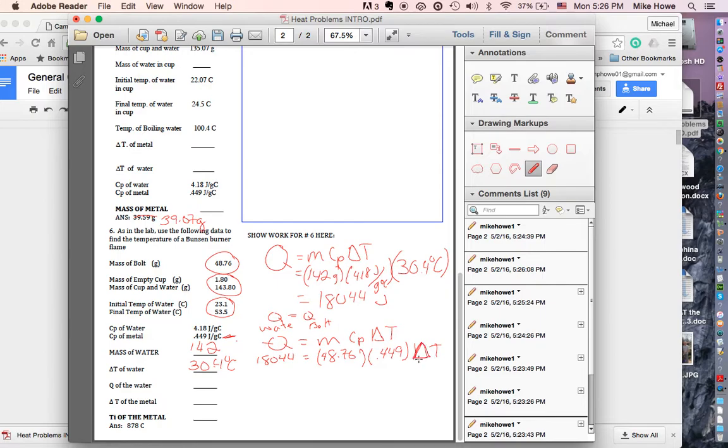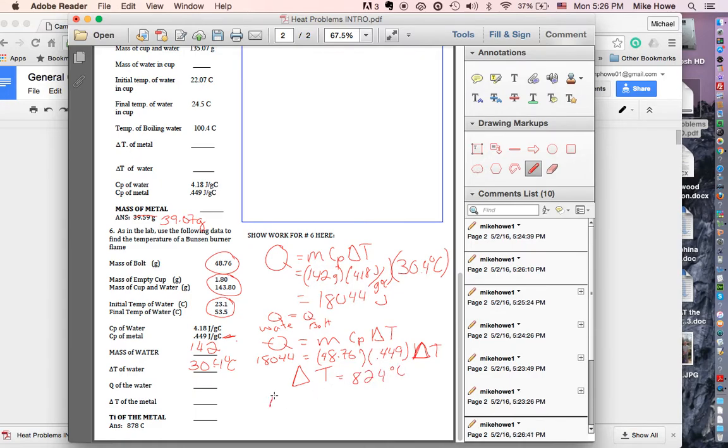To solve for delta T, we have to multiply this number times this number and then divide it into that number. So 18,044 divided by both of these numbers. I'm going to go ahead and do that. 18,044 divided by 48.76, the mass of the bolt, divided by 0.449. Final answer is 824. So the change in temperature, delta T, is equal to 824 degrees C.